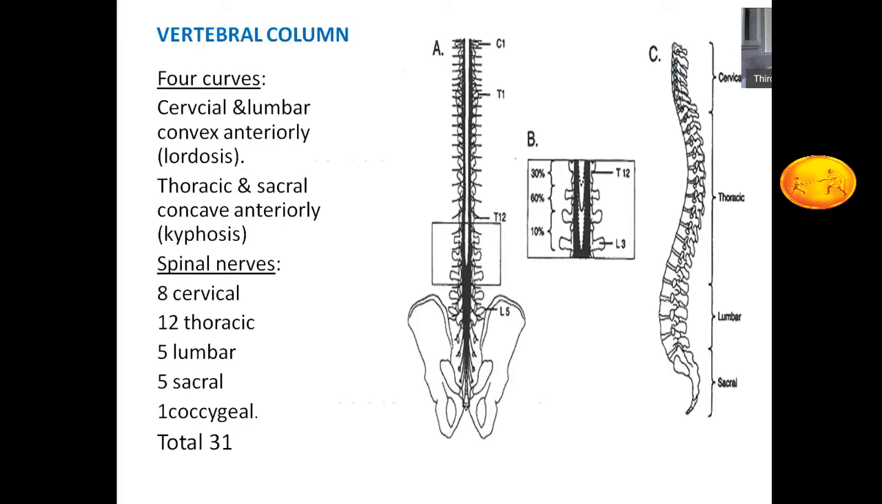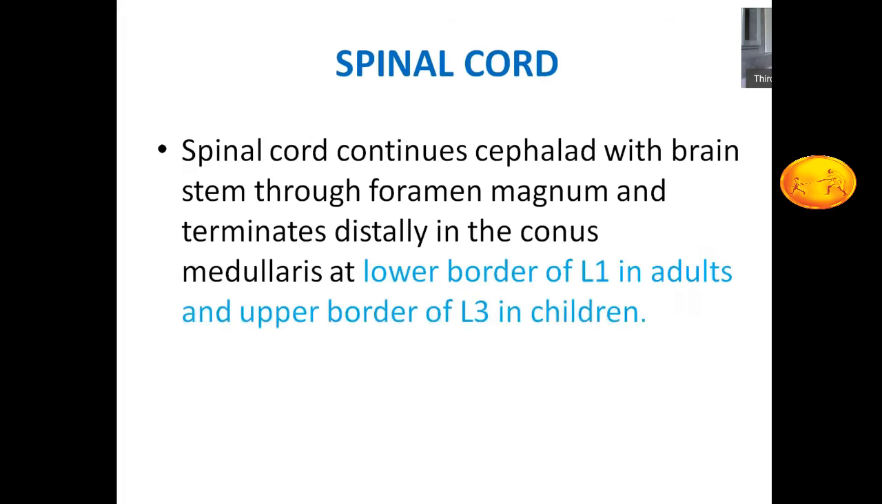You know that there is a vertebral column in the back, which has four types of curvatures. There are cervical and lumbar convexity anteriorly, called lordosis, and thoracic and sacral kyphosis. The spinal nerves emerging from the foramina of the spinal column are 8 cervical, 12 thoracic, 5 lumbar, 5 sacral, and 1 coccygeal. Total 31 pairs emerge from the spinal column.